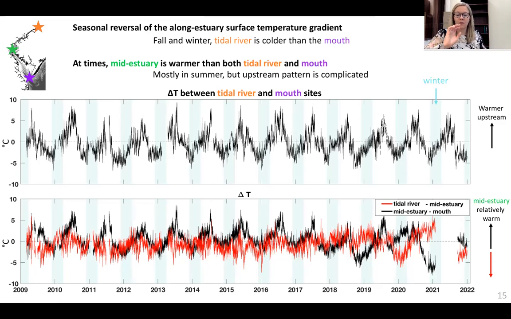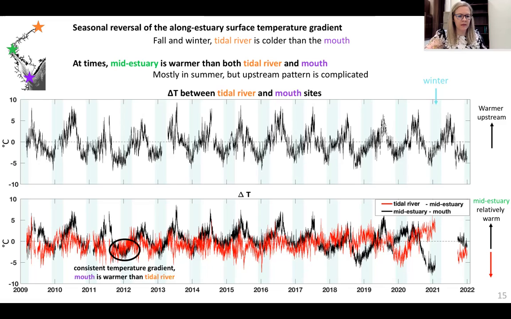So if you want to pause your screen and pause this talk and take a peek at this data, you might notice this pattern where you see at times the mid-estuary is warmer than both the tidal river and the mouth, but that mostly happens in summer. But actually this upstream pattern, this red line, is kind of complicated. So we'll dig into that a little bit more.